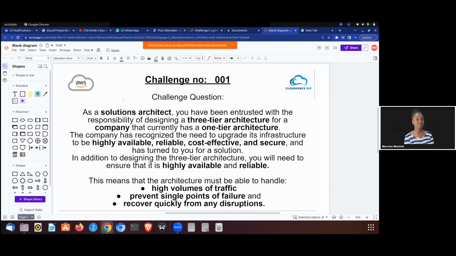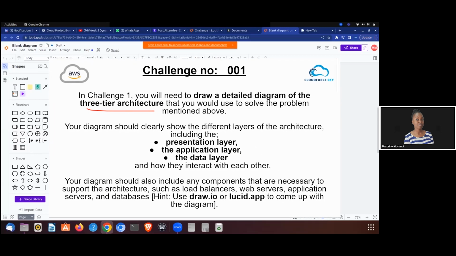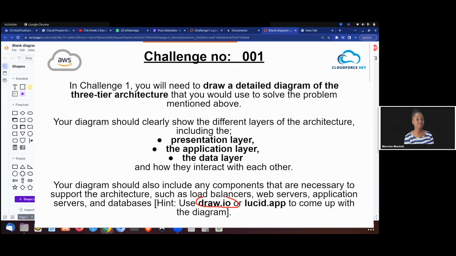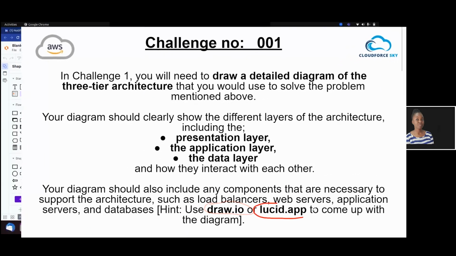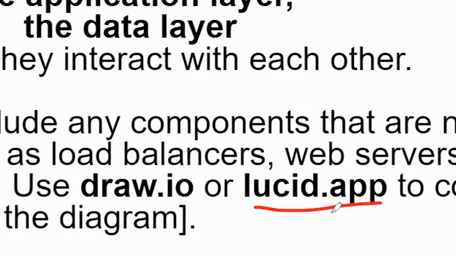So, week one challenge: you are supposed to come up with a solution for a tech company that currently has a one-tier architecture. We're supposed to come up with a three-tier architecture so that their system will be highly available, secure, and cost-effective. To draw an architecture, you need to use these tools. For example, you can use draw.io or you can use Lucidchart. For me, I'm going to use Lucidchart.